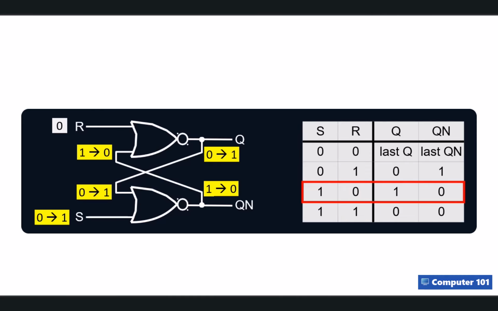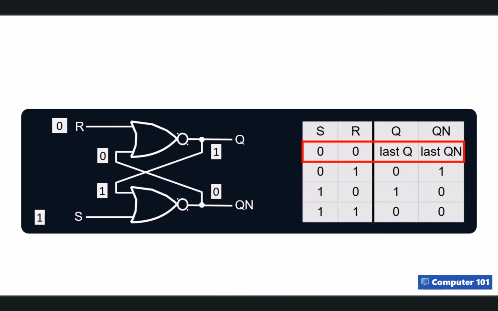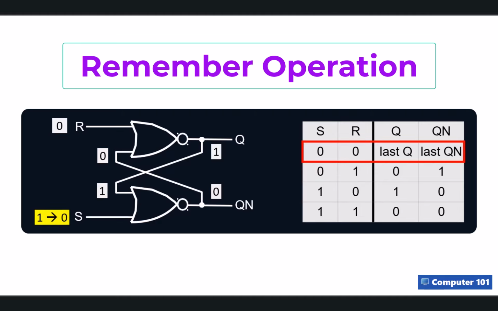But here is where the magic really happens. What happens when we take away the command? We drop both S and R back down to 0. The output Q remains a 1. The circuit has now entered the remember state. Even though our set command is totally gone, that crisscross wiring keeps the 1 and 0 flowing in a perfectly stable loop. It acts as this incredibly loyal memory keeper.